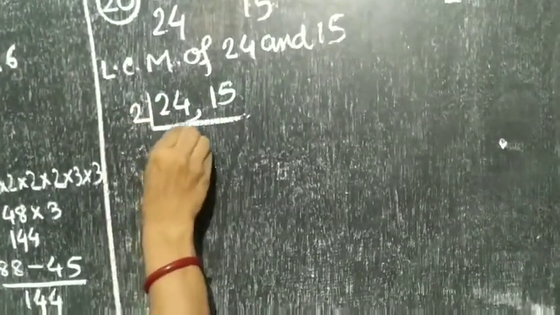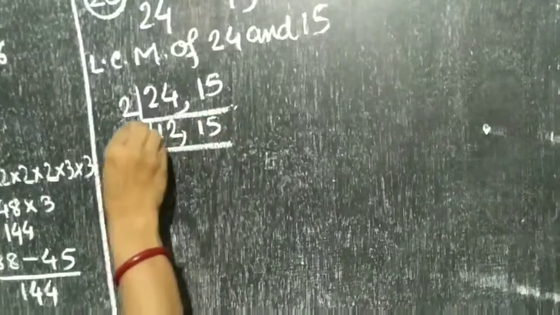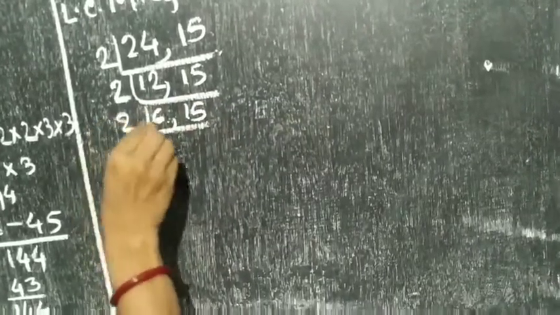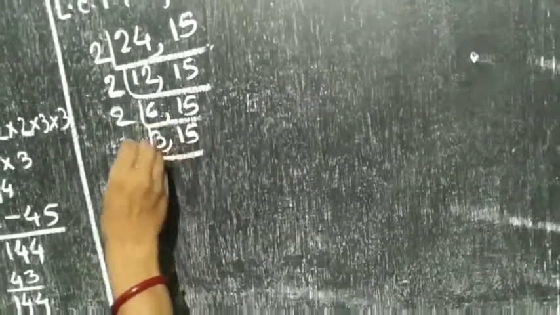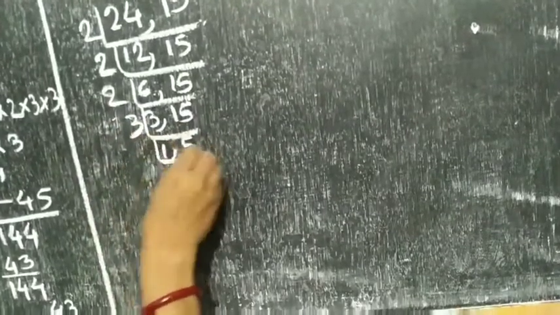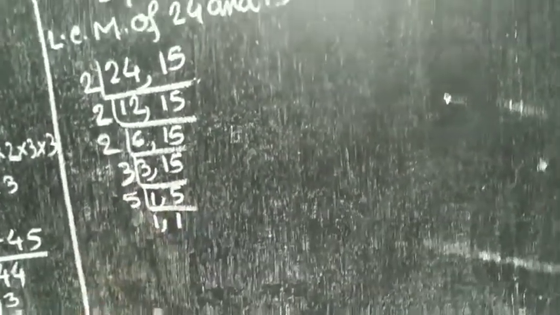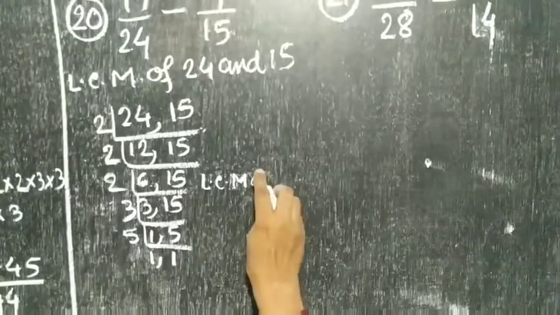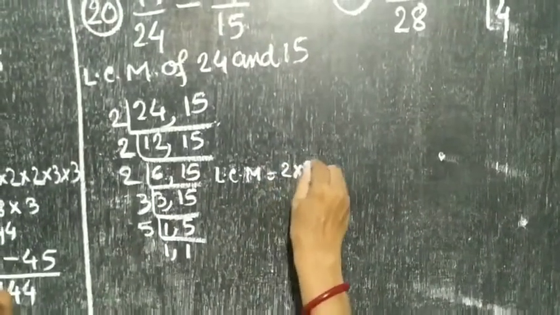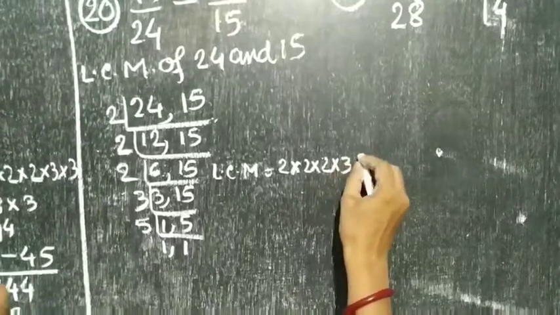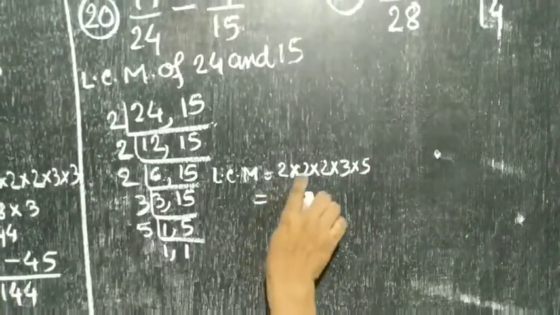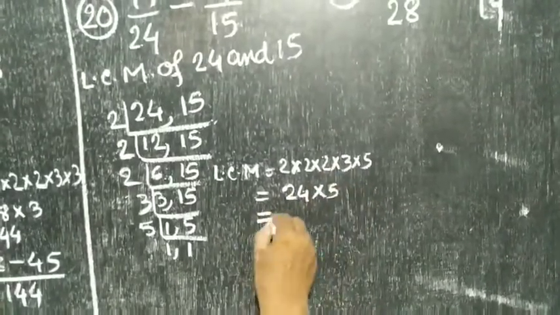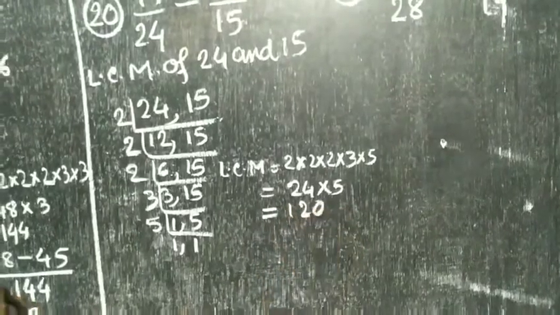So 24. So divide them by 2. So 12, 15. Again divide them by 2, 6, 15. Again divide them by 2, 3, 15. Again divide them by 3, 1, 5. Again divide them by 5, 1, 1. So LCM equal to 2 into 2 into 2 into 3 into 5. So 2 to the 4, 4 to the 8, 8 to the 24 into 5. So 24 into 5, 120.